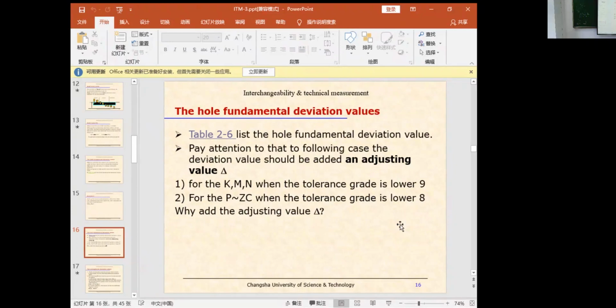After this C, when the current grade is larger than 7, you don't need to see the data. And for the JK, when the acceleration and the current grade is more than 8, then you add the data. When it is 7 or 8, you don't need to have the data.